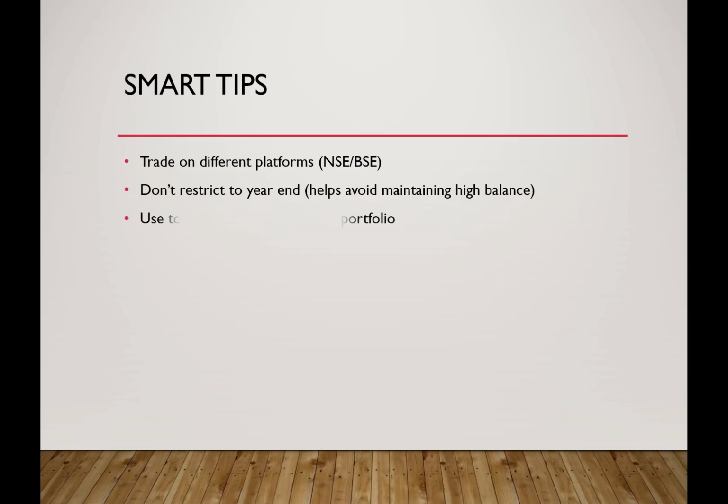Tip number three, use the tax harvesting strategy to remove bad stocks from your portfolio. Sometimes we buy a share thinking that it will give us good returns, but over a period it does not give us good returns. It is always in red or it's not helping us as much as we would have liked, and we want to remove it, but we do not remove it thinking that we are making losses. So tax harvesting can be a good idea to remove such bad stocks from your portfolio and buy good stocks so that you can earn from them in the long term.